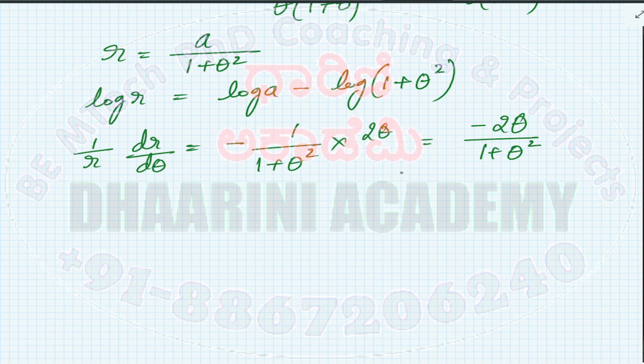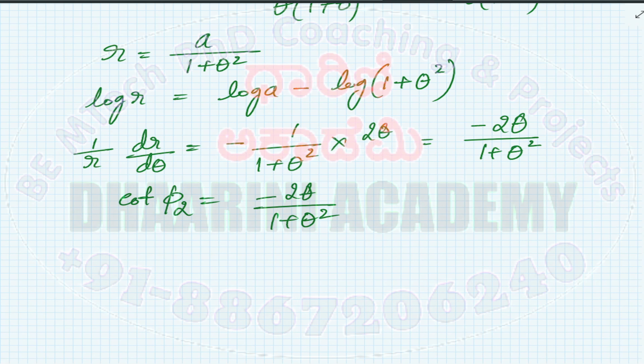Okay, now you see that we got the functions. Let me write it once again. So this means cot of phi 2 is equal to minus 2 theta divided by 1 plus theta square. Now I am not able to find phi 1 and phi 2 in terms of theta. Directly it's not available. If you want to find phi 1 and phi 2, it's cot inverse of something. So it's not possible to solve. So this becomes the second case of the problem now.